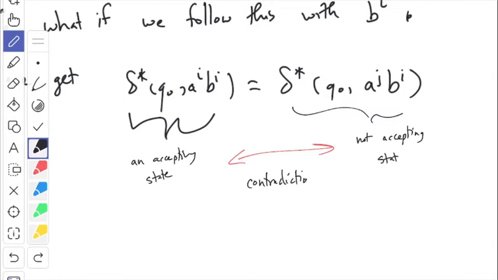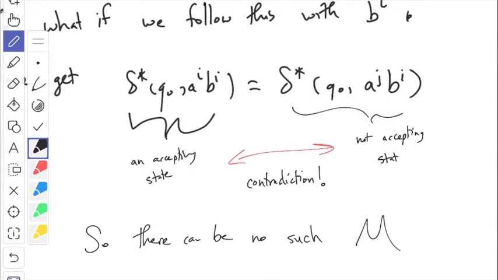Contradiction. So our original assumption must have been false, which is to say there can be no such machine M whose language is A to the N, B to the N. This is our conclusion: there is no DFA whose language is A to the N followed by B to the N.